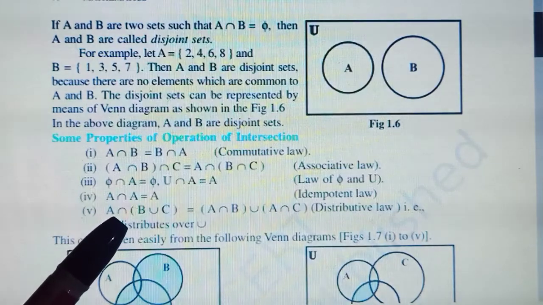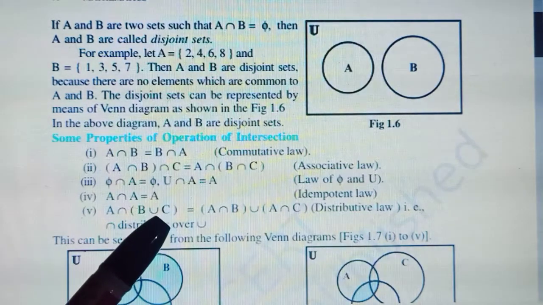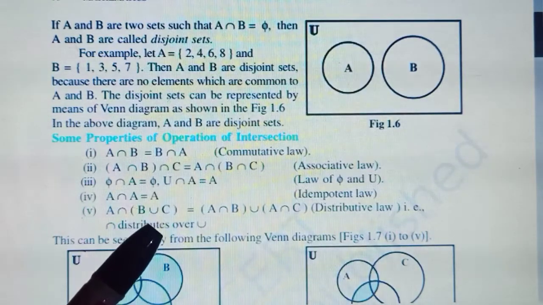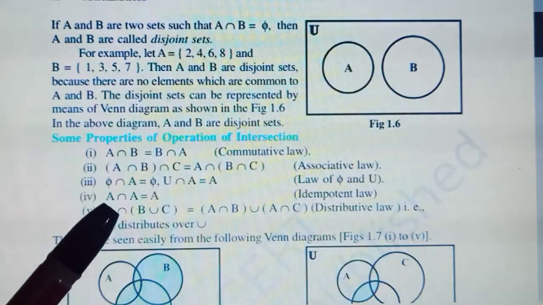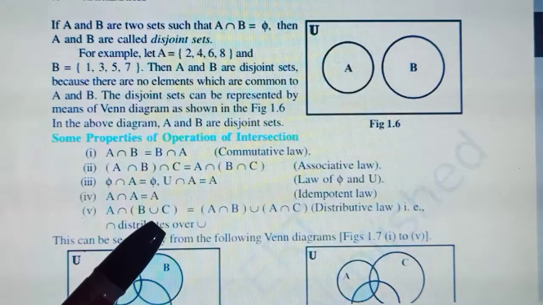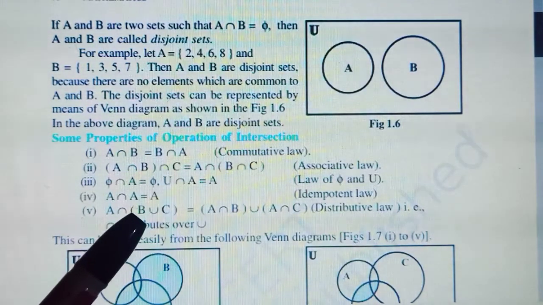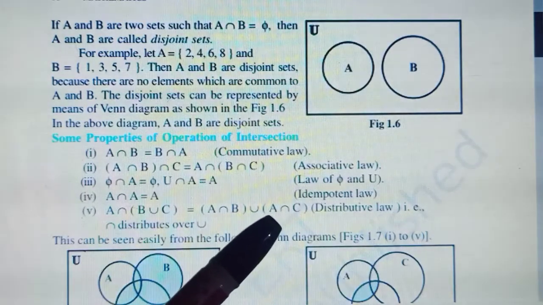Then this is intersection distributing over union, like multiplication used to distribute over addition. You studied that distributive law. Same way here also, intersection distributes over union. That is, A intersection (B union C) will be (A intersection B) union (A intersection C).